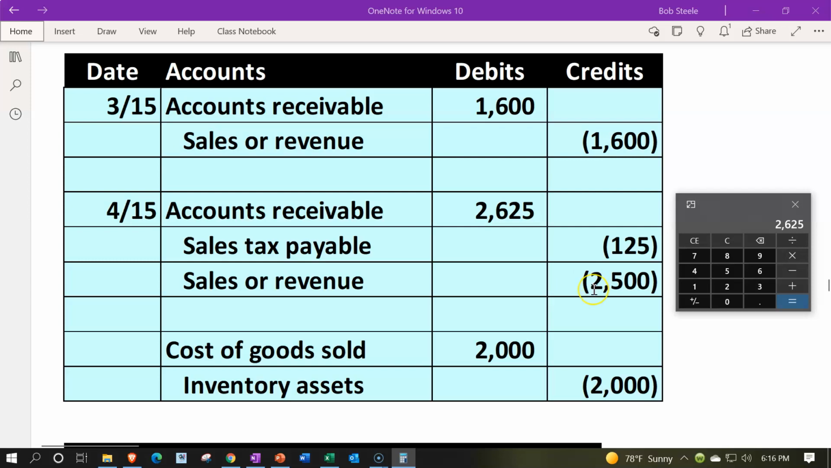So we're going to say that we got the 2,500 and increase the payable. It never then hits the income statement. That's kind of the idea. And then the receivable will be for both of those items. So that's the first half of the transaction.